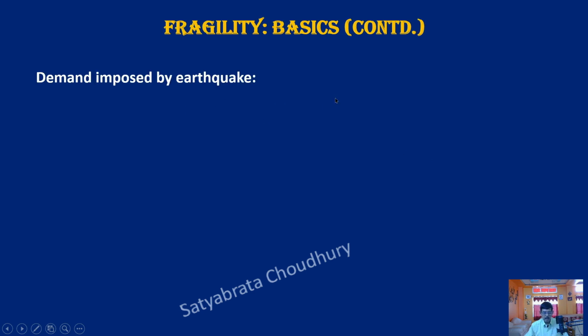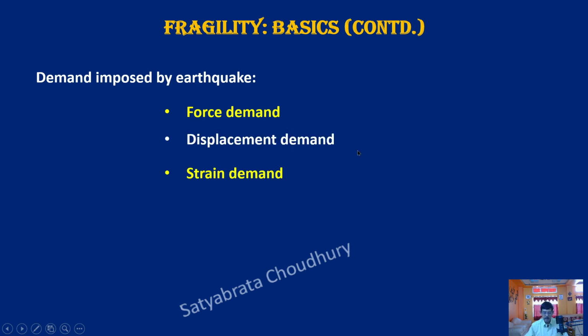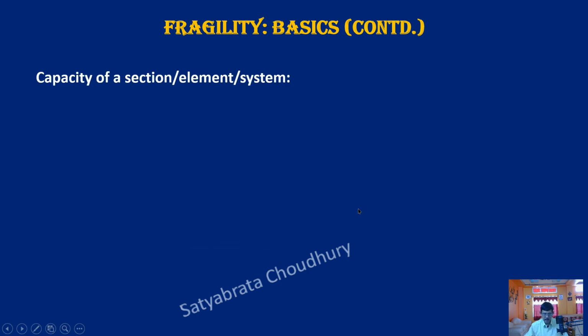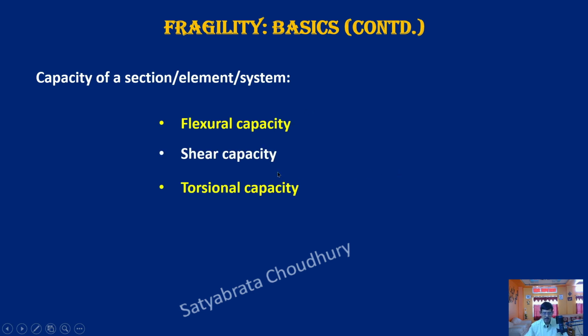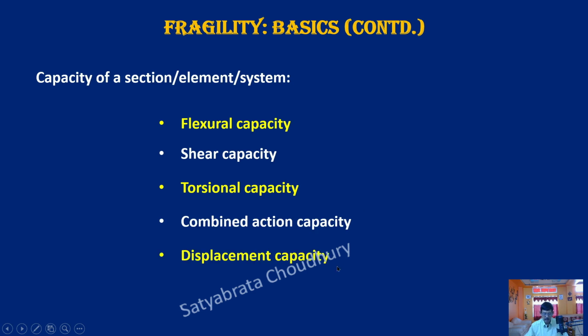So let us see what the demands imposed by the earthquake are. It can be force demand, displacement demand, strain demand, ductility demand, or drift demand. Similarly, capacity has different facets, different types of capacities: flexural capacity, shear capacity, torsional capacity, combined action capacity, displacement capacity, drift capacity, and so on.